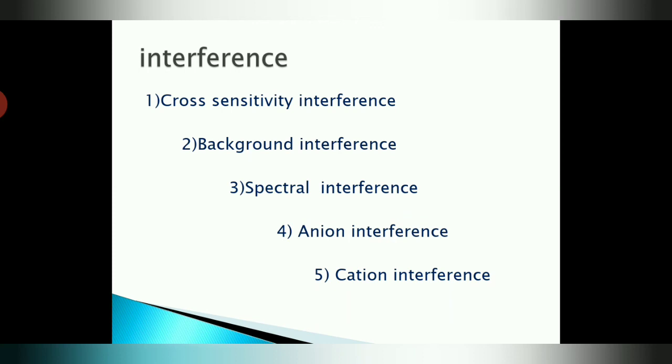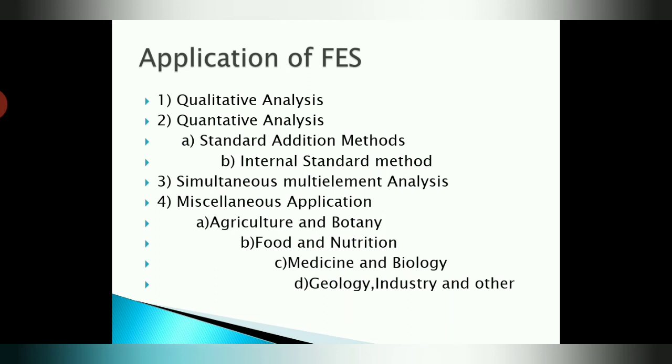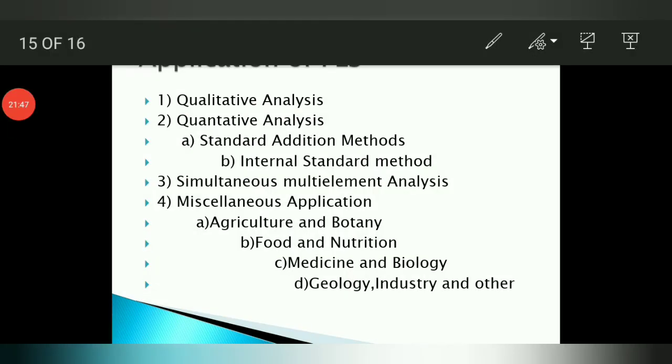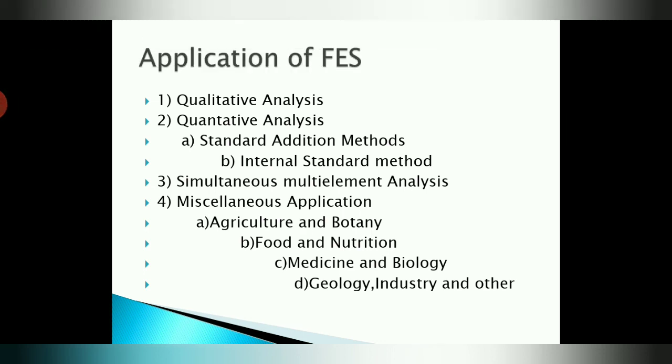We should properly handle the instrumentation. So the last part of the FES is the application of flame emission spectroscopy. The flame emission spectroscopy has several applications. The first one is qualitative analysis. Qualitative analysis means what? Alkali and alkaline earth elements can be easily detected by using this technique.